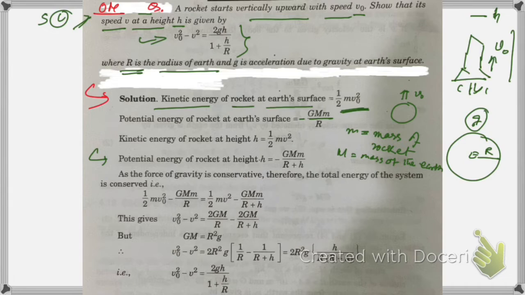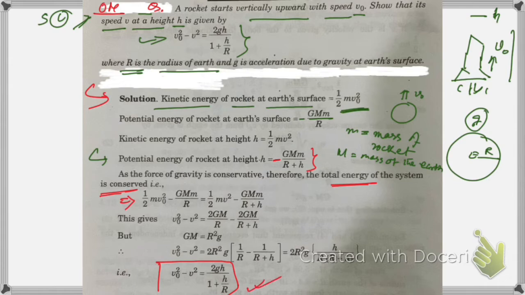So that is the potential given by this expression, capital G capital M small m by r plus h. So this should be negative, right? Now by the law of conservation of energy, we get this relation: total energy remains constant. If you simplify this equation, you will get the required relation asked in this question. So hope you have understood this.